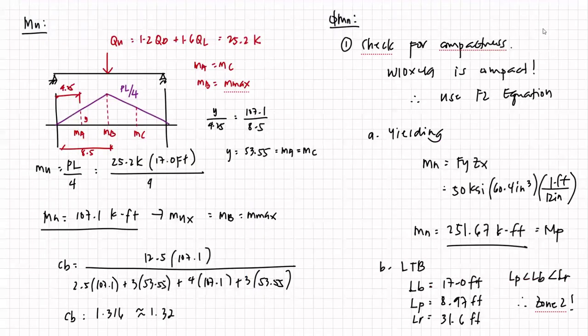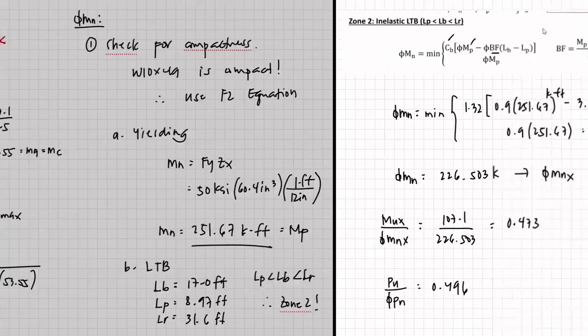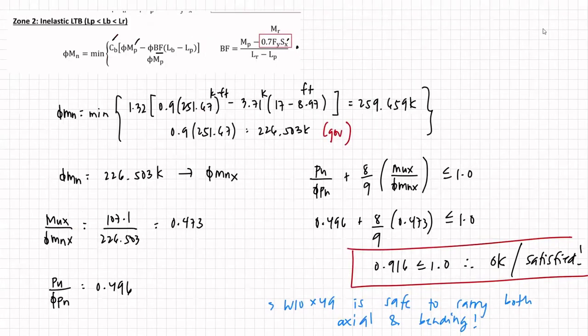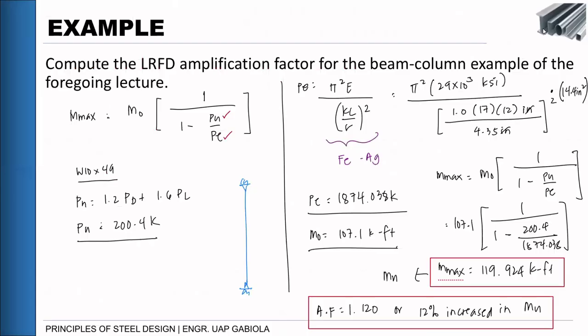So dito, yung Mu natin is 107.1 lang. Ginamit natin dito para makuha yung Mux. So dapat multiply pa natin ito ng 1.12. And then before makuha natin itong value dito, then saka natin makukuha yung interaction equation. So that is how you calculate for the amplification factor.